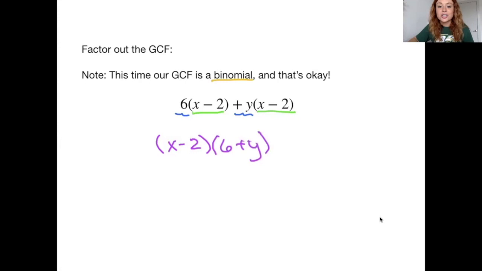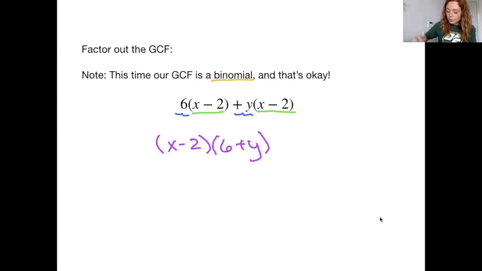And that's it. That's your answer. So you take the common binomial, rewrite it one time, take the two outside pieces, make them into their own binomial, and that's it. Okay, so that's our key reminders for factoring by grouping.